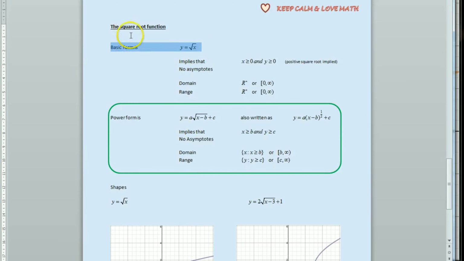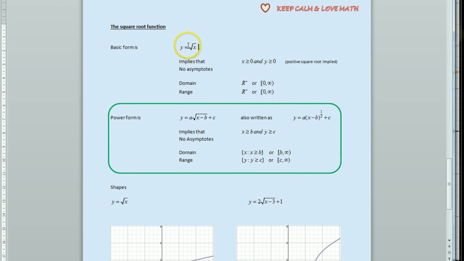The basic form of the square root function is y equals the square root of x. Note that because we've written y equals the square root of x, we are implying the positive square root and not the negative square root. This rule, y equals square root of x, implies that x must be greater than or equal to 0.